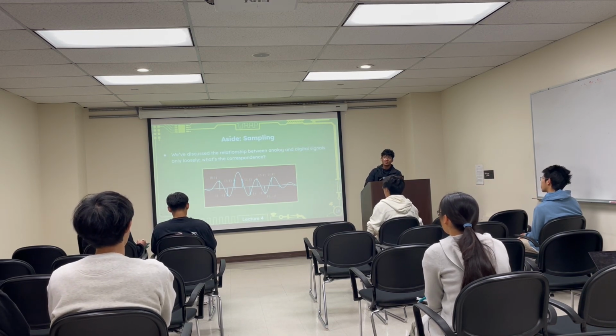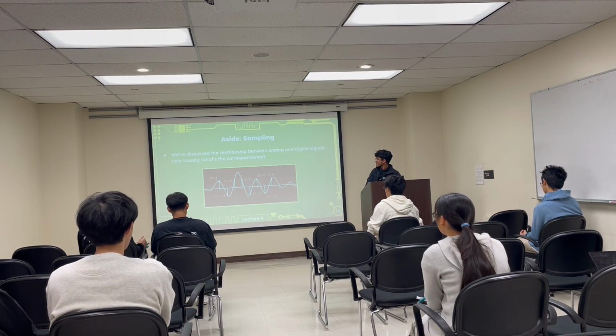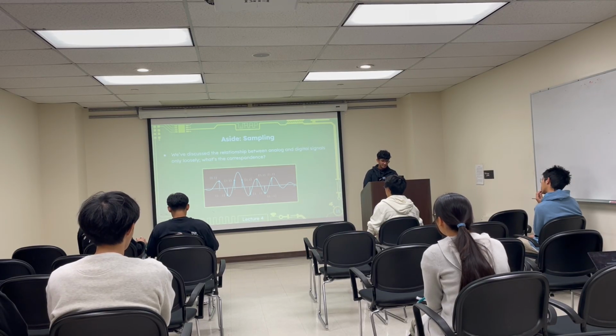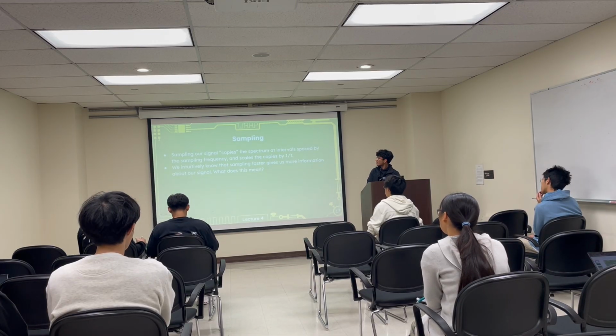Another topic that I want to discuss before moving on to the new topics, kind of important for last lecture, but I didn't go through it in much detail, is the effective sampling. So we've discussed the relationship between an analog waveform and its discrete counterpart, and we haven't discussed that in very much detail. So right now I'm going to go through what exactly the correspondence is. The basic idea is that when we sample our signal, we're copying its spectrum at intervals spaced by the sampling frequency. We're also scaling the copies. That doesn't really matter that much, and I have a diagram pretty soon.